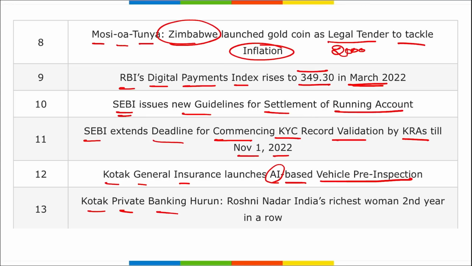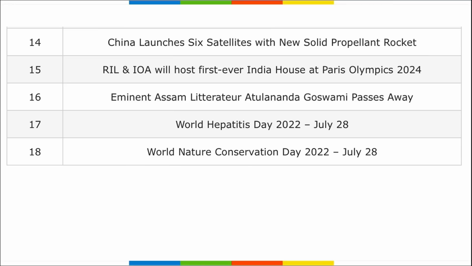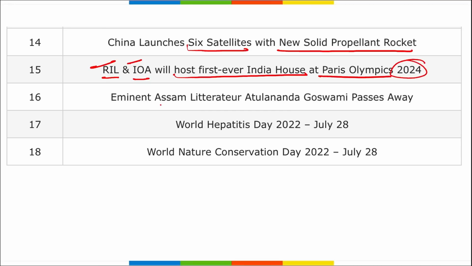Kotak Private Banking Hurun has released a list of the richest women in India. According to that list, Roshni Nadar Malhotra is the richest woman for the second consecutive year in a row, and she is the chairperson of HCL Technologies. China has launched 6 satellites with their new solid propellant rocket. RIL and IOA, Reliance Industries Limited and Indian Olympic Association will host first ever India House at the Paris Olympics 2024. Eminent Assamese literature figure Atulananda Goswami has recently passed away.